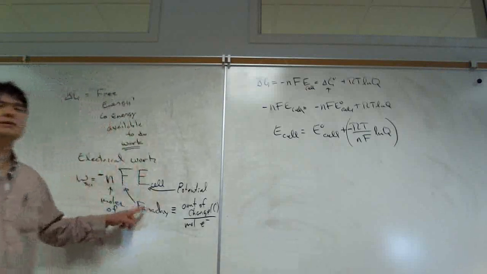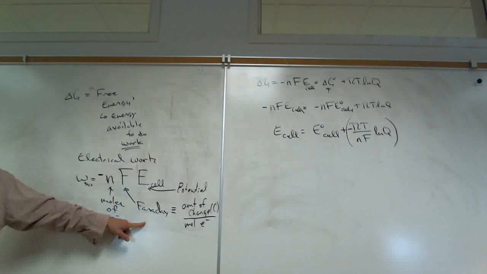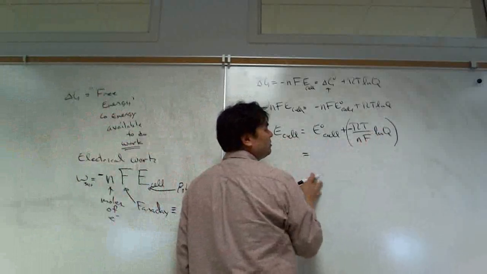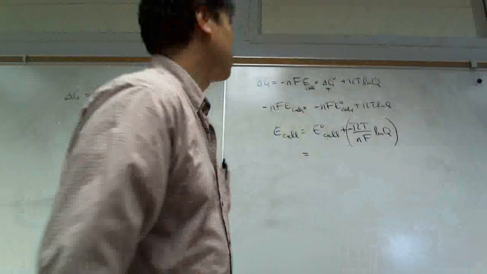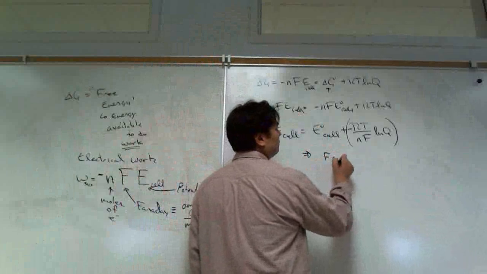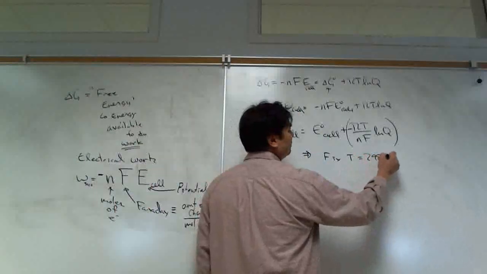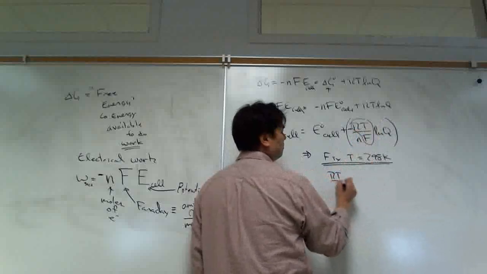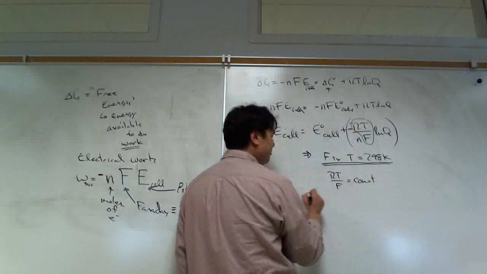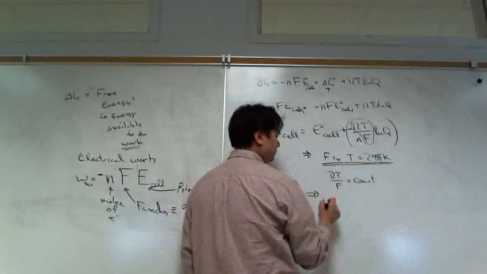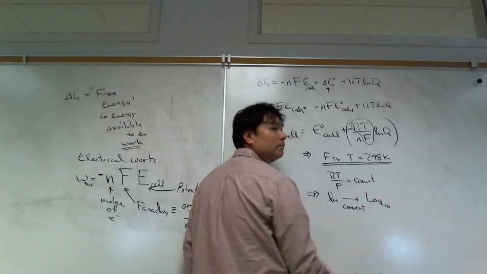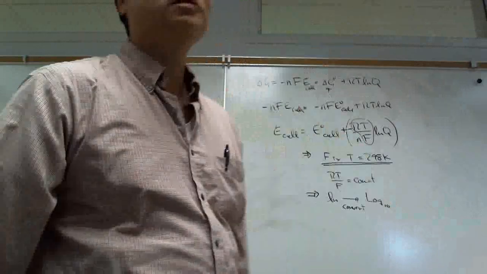F is, what was F? 96,485? I have to remember. Okay, E of the cell is equal to E naught. It turns out that what's the most common temperature we're going to do this at? At room temperature. And so we're going to fix the temperature at 298 Kelvin. And then it turns out that RT over F is a constant. And then we're going to do one more thing. We're going to convert the natural log to a log base 10.